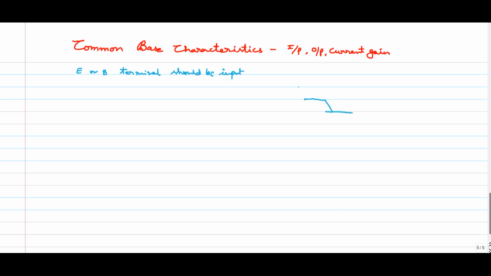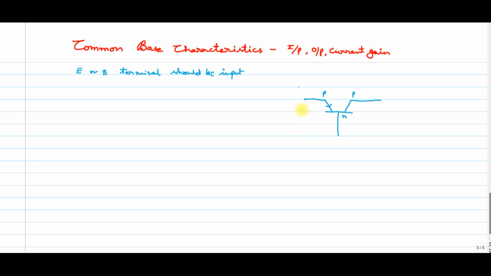So it is common base characteristics. The base should be common to both of them like this, and the emitter should be input. So here the emitter should be on the left side, and here I am considering a PNP transistor. If it is P, N, P, then current flows from P to N, so it should be like this.